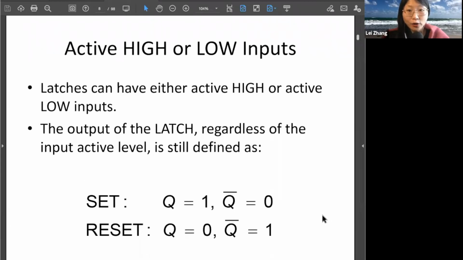Active high or low input. What we just saw is the active high input. Both S and R, when they are 1, they are active high. When they are active high, we have the output change. So another situation is when we have the active low input.